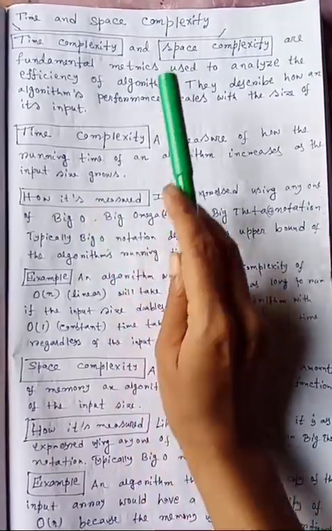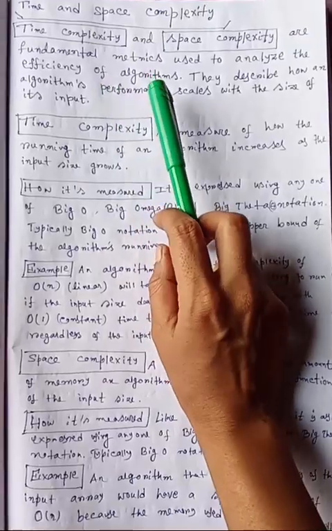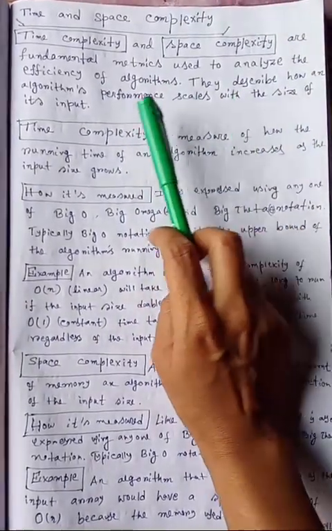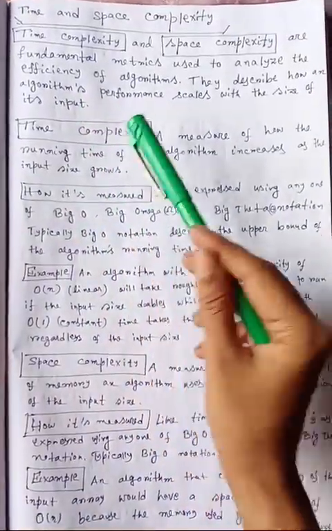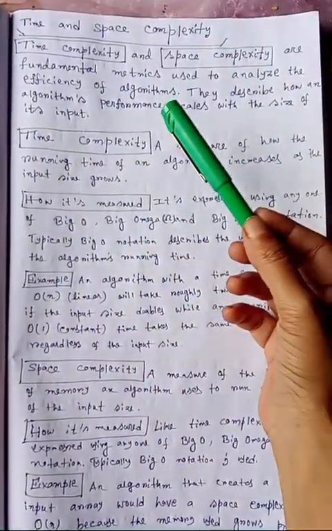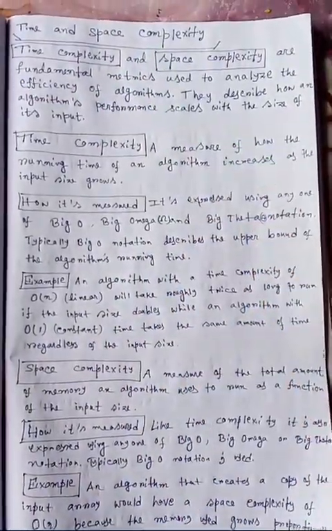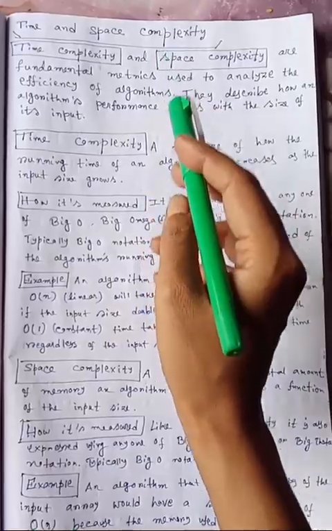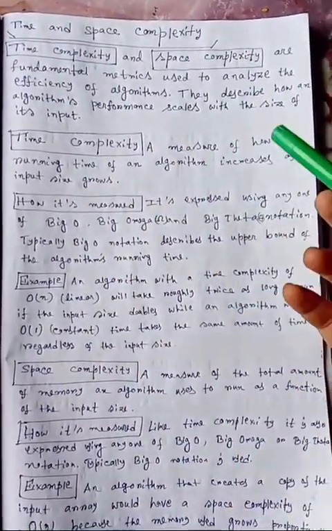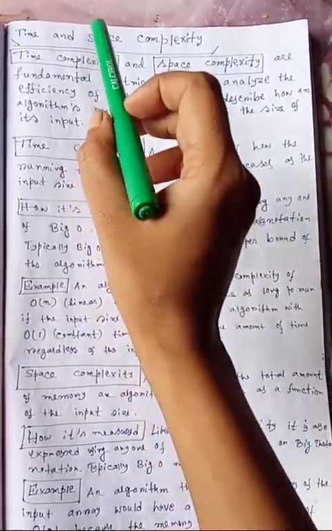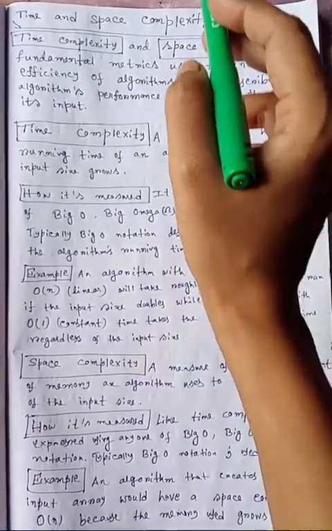Time and space complexity are fundamental metrics used to analyze the efficiency of algorithms. They describe how an algorithm's performance scales with the size of its input. With time complexity and space complexity, we can measure the efficiency of an algorithm. Based on the input size, how an algorithm performs depends on time complexity and space complexity. Actually, we measure how much time the algorithm takes in execution and how much memory the algorithm consumes.